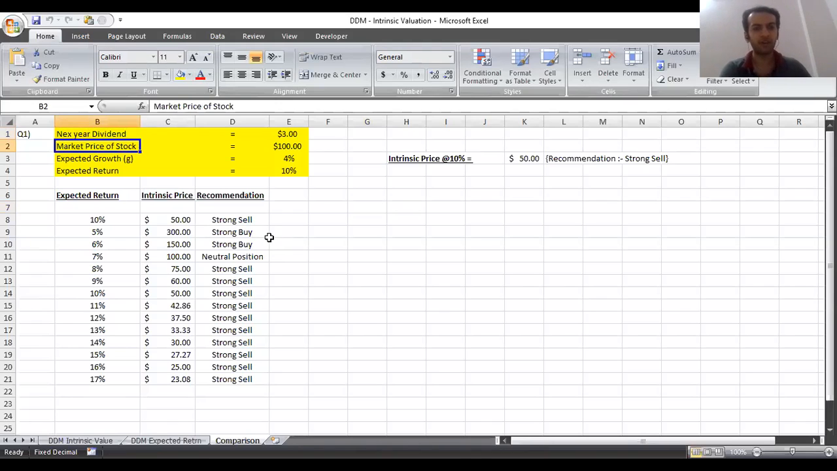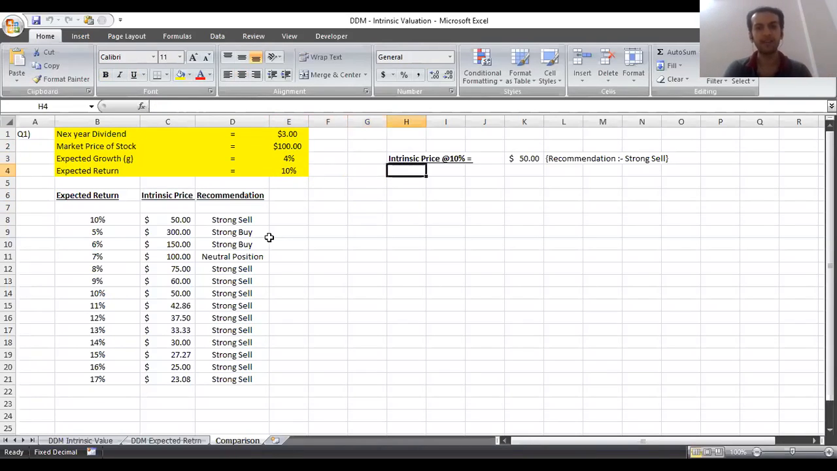The market price of a stock is assumed to be $100. The expected growth rate, which means the g factor, is equal to 4%. The expected return is assumed as 10%. These are the given information in front of us in the question. Now we will find the intrinsic price of a stock at an expected return of 10%, because we are expecting a return of 10% on this stock.